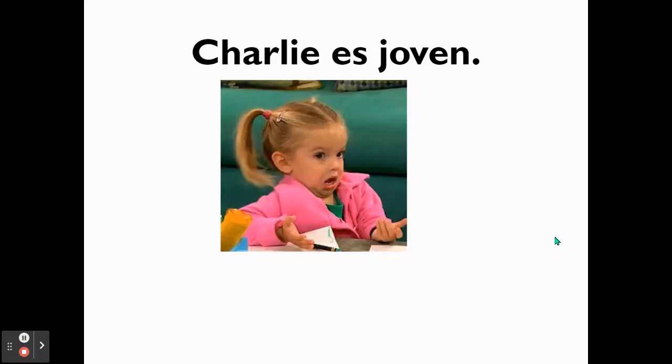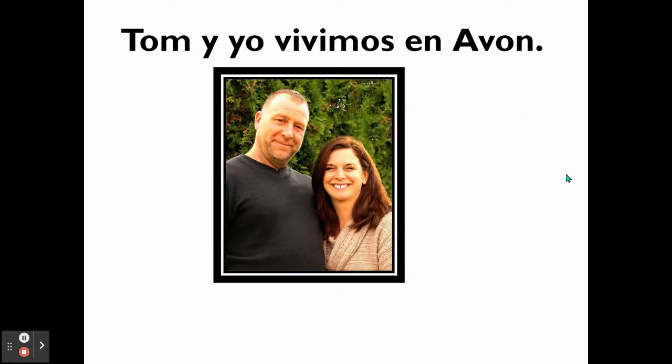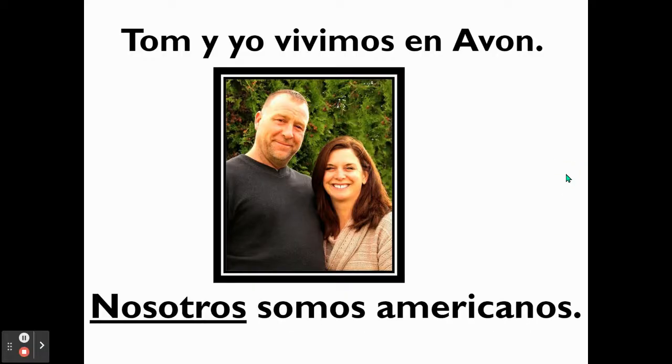All right, so here's some examples. Charlie es joven. Do you remember Charlie from Good Luck Charlie? So Charlie is young. Ella es muy graciosa. She is very funny. So the ella is replacing Charlie. Tom y yo vivimos en Avon. So that's my husband, Tom, and I. Because I'm included in this, Tom and I live in Avon. Nosotros somos americanos. We are American. And again, a male and a female defaults to the masculine, nosotros.